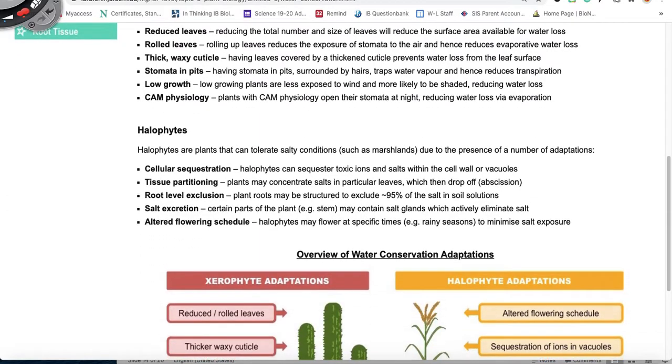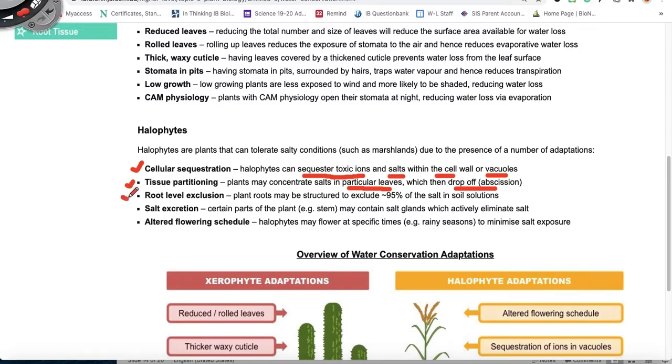And the halophytes are plants that can tolerate salty conditions such as marshlands. They have something known as cellular sequestration, which means they can sequester toxic ions and salts within the cell wall or the vacuole so it doesn't reach other parts of the plant. They have tissue partitioning, which means plants may concentrate salts in particular leaves, and then those leaves will fall. That's called abscission.